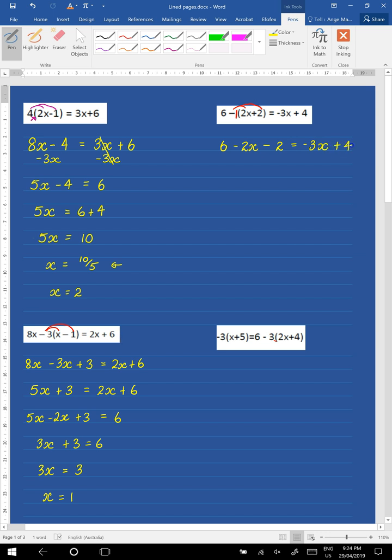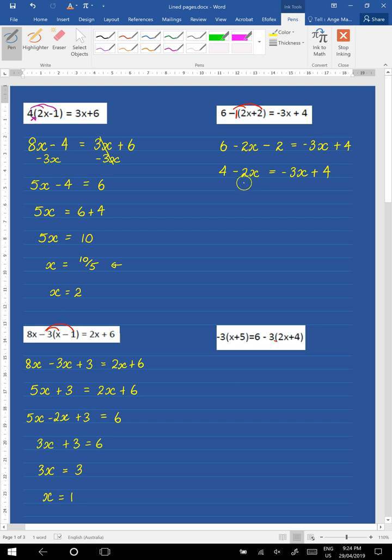Okay. Hopefully you're finding this is now quite repetitive. What do we do? We tidy up. So we look here, is there anything that we can do on this side? Yes, because we've got a 6 and then we've got the take 2. They're like terms. 6 take 2 is 4. And we keep that take 2x equals take 3x plus 4.